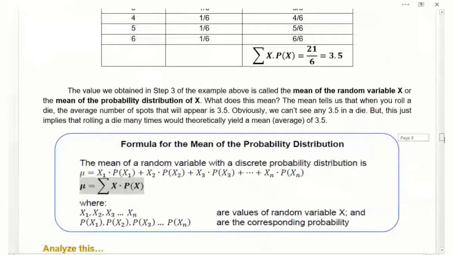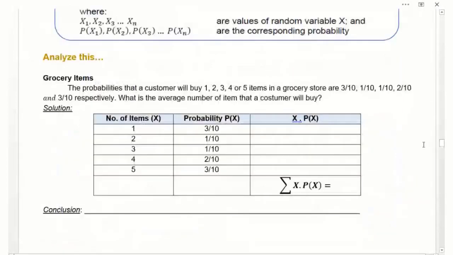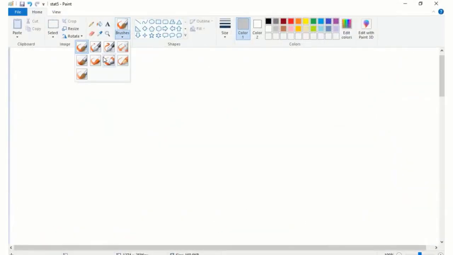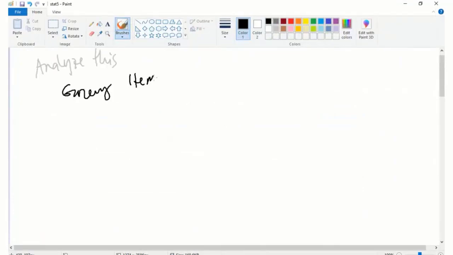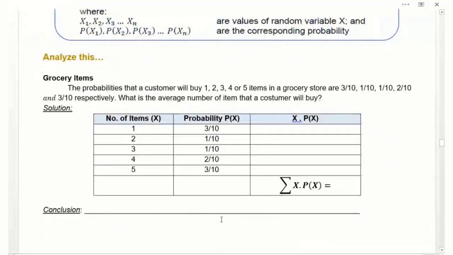Okay? Next, asa na tayo? Grocery items. Ito daw, try natin to sagutan, guys. Because hindi siya nasagutan eh. So, let's try to solve this one. So, grocery items yun. Ano ito? Example pa rin, no? Okay, analyze this. Grocery items. Okay, kapihin na lang natin to.